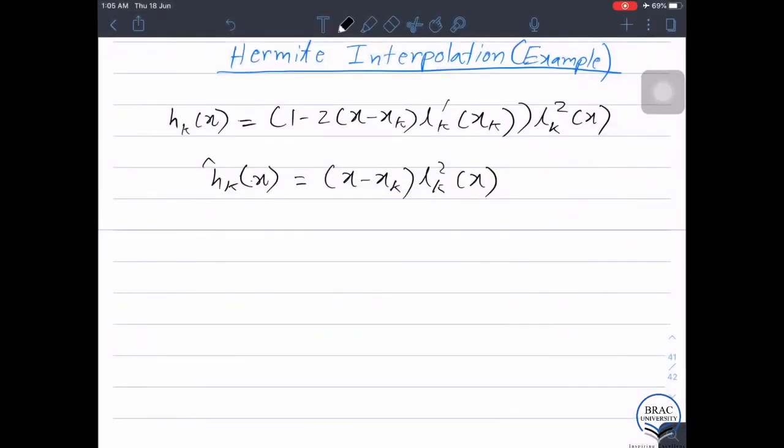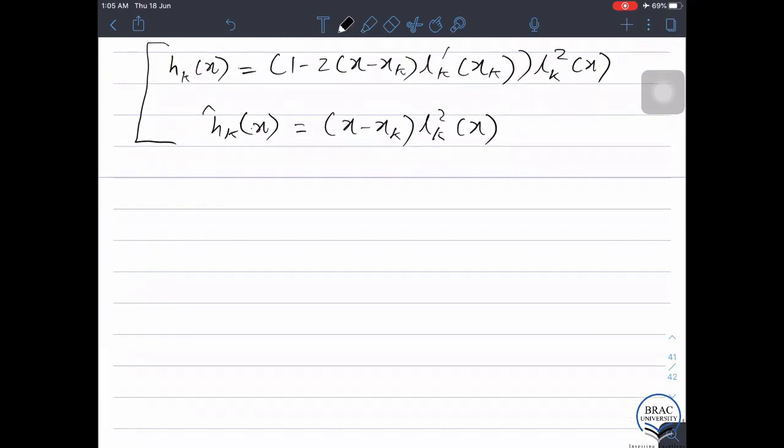Hello everyone. We've been talking about Hermite interpolation in the last few videos, and we have found the explicit expression for the basis elements in terms of the Lagrange polynomials, and now we will work out an explicit example and try to understand how everything works. All right, so let's work out an example.